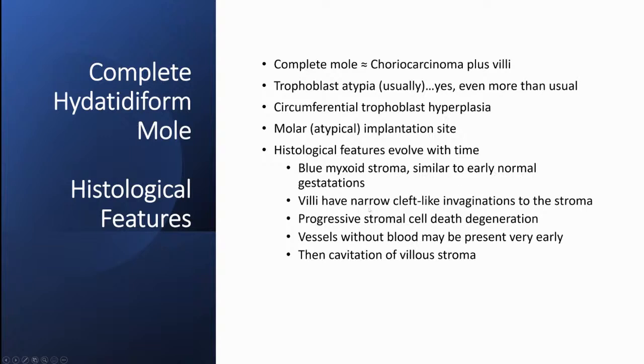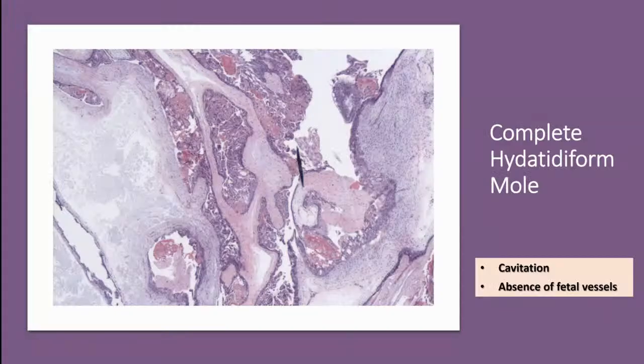But the villi have unusual morphologies. They have abnormal cleft-like invaginations. And there's a progressive stromal cell death and degeneration. And the blood vessels that may be present very early degenerate. And with this degeneration, the villi cavitate and swell up. They lose their ability to regulate their volume and water, and that accounts for their swelling. So this is a classic complete mole by histology.